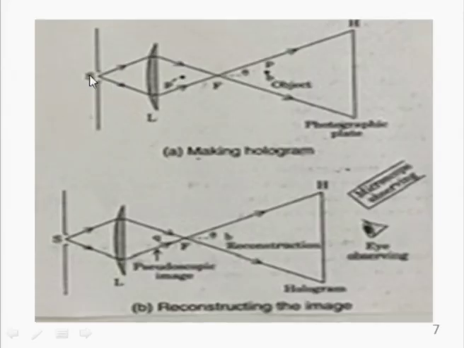Through the slit, the coherent light source falls on a lens, and it comes to a focus f, and it falls onto a photographic plate. This particular one is the point of focus. Slightly away from the focus, we will have the object.